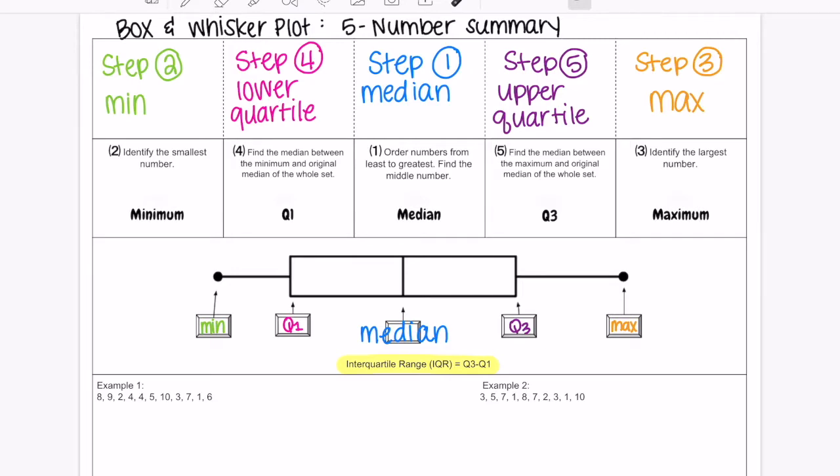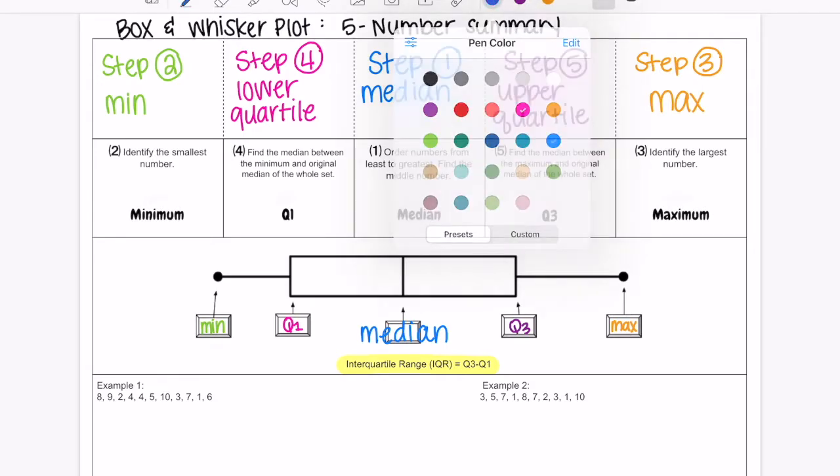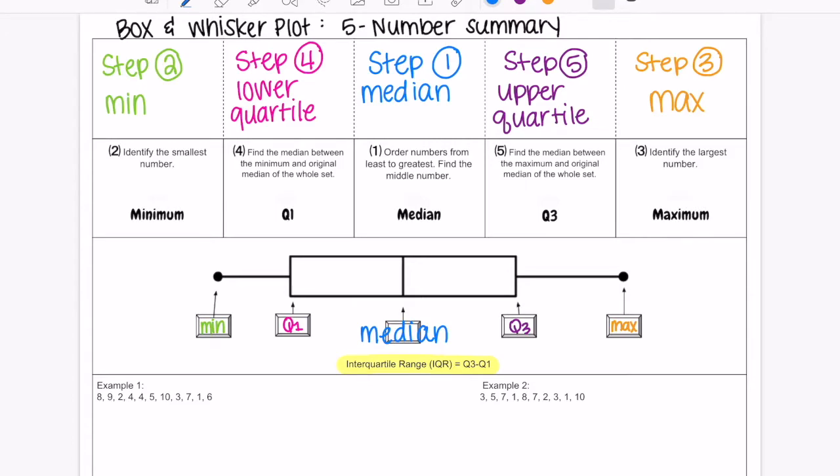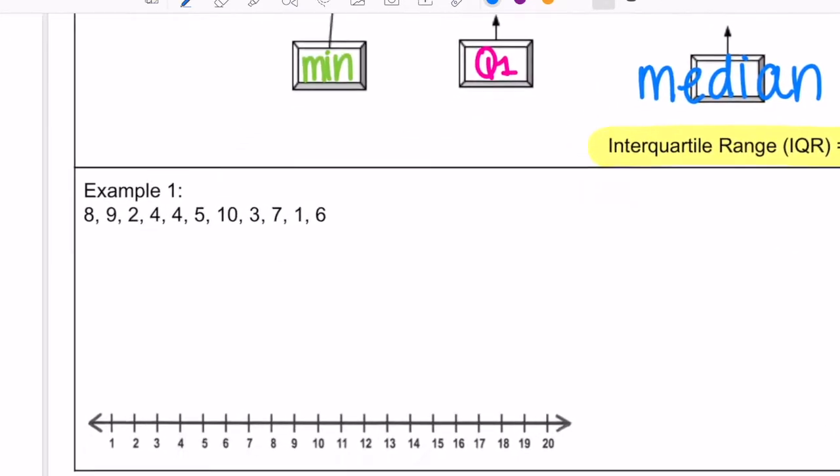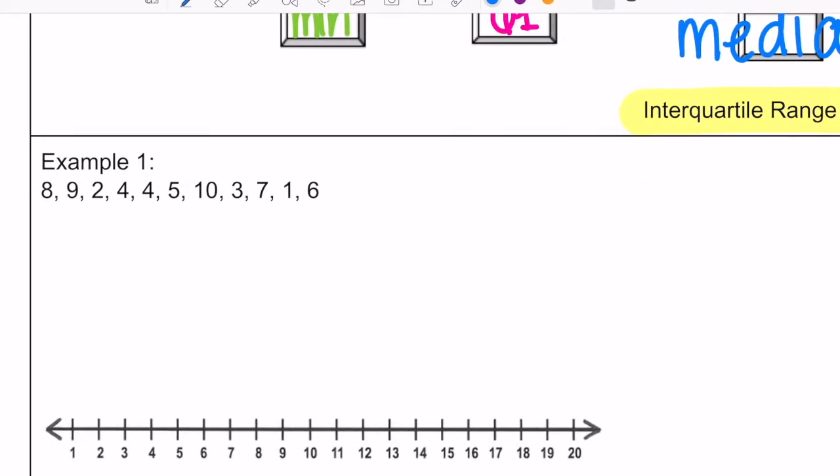So now let's do some examples of finding your box and whisker plot values, the 5-number summary, when you're given a data set. So step 1 is to find the median, and you'll find the median by listing your numbers in order from least to greatest. So first, in this example, example 1, from least to greatest, I have 1, so I'm going to mark it out. I have a 2, I'm going to mark it out, and continue that all the way up until we have them all in order.